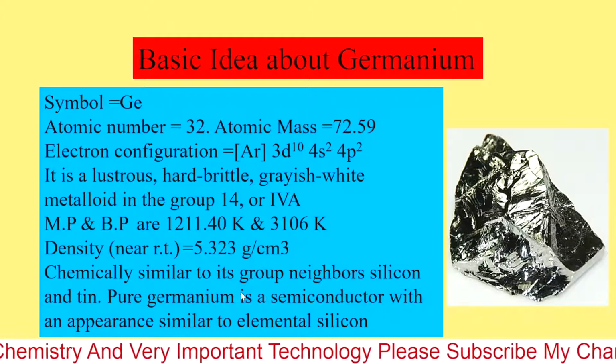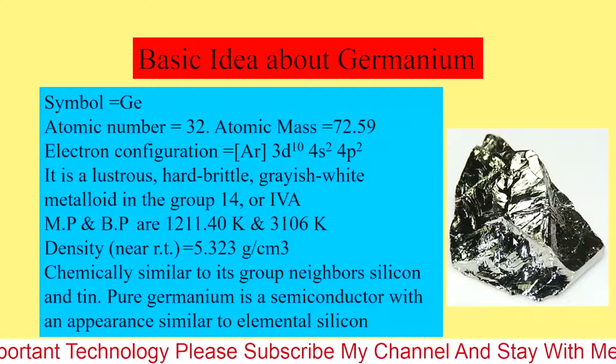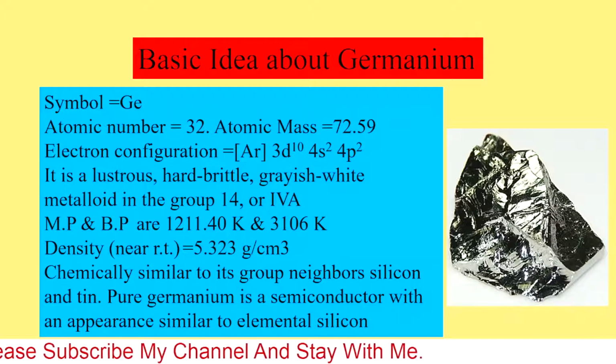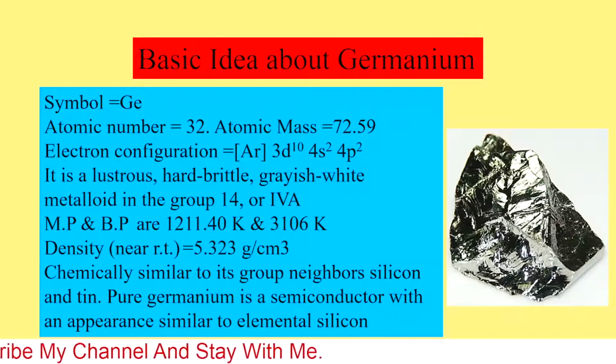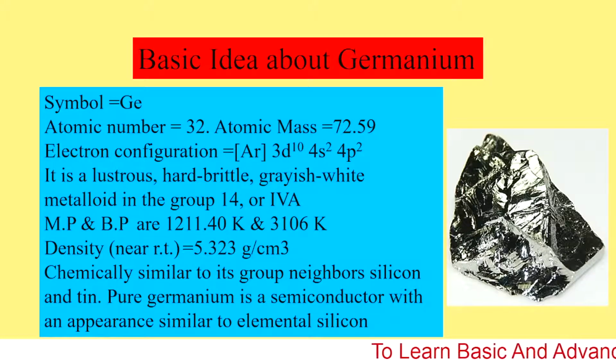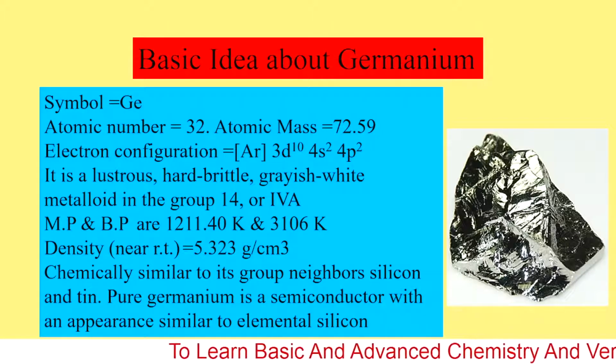Chemically similar to its group neighbors: germanium is in the same group as carbon, silicon and tin. So their chemical properties are almost metalloid, and the chemical properties of germanium are very similar to silicon or the one below, tin. So you can consider the chemical properties of those elements to be very similar.